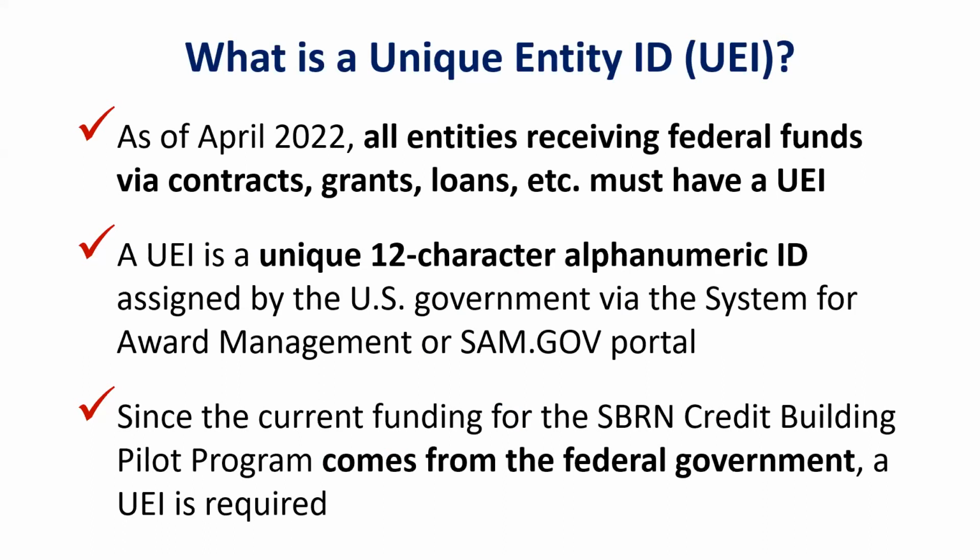What is a unique entity ID? As of April 2022, all entities receiving federal funds via contracts, grants, loans, etc. must have a UEI. Prior to April, the DUNS number was used to track this information. A UEI is a unique 12-character alphanumeric ID assigned by the U.S. government via the System for Award Management, or SAM.gov portal. Since current funding for the SBRN Credit Building Pilot Program comes from the federal government, a UEI is required for this loan program.